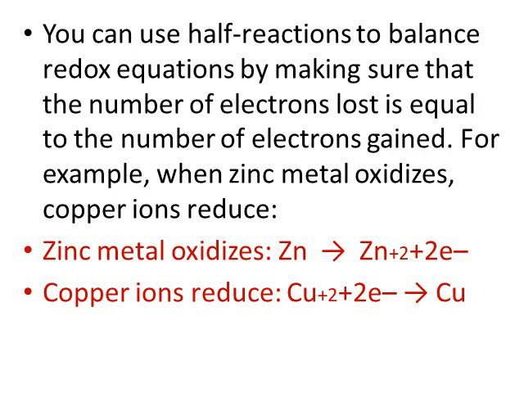For example, when zinc metal oxidizes, the copper ion will be reduced, as we will see in the equation. When metal zinc oxidizes, it loses 2 electrons, giving zinc ion. What happened to the copper ion? Yes, it gains the lost 2 electrons, forming copper metal.